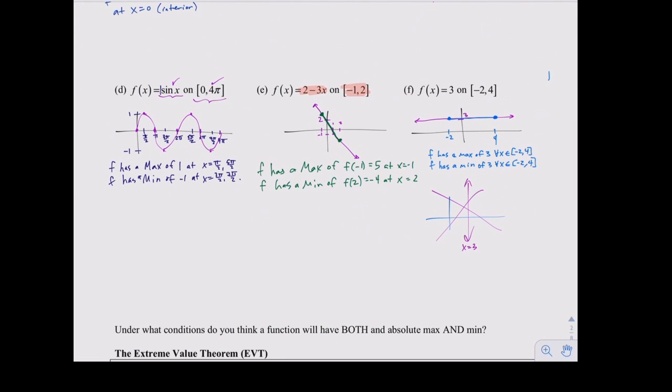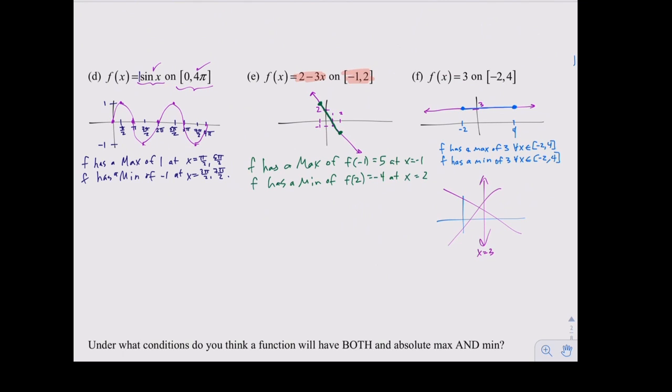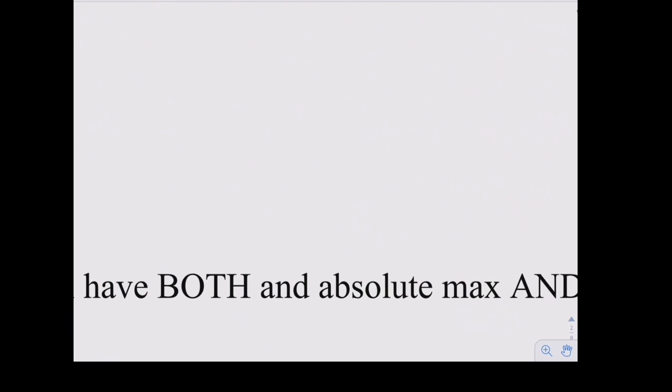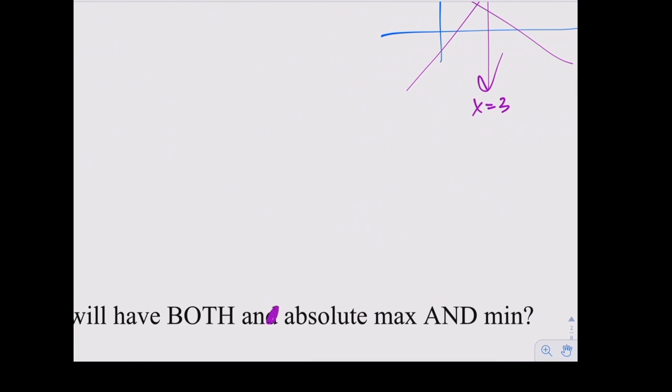Okay, under what conditions then, down here, under what conditions do you think a function will have both, and I put a and d instead of a and, both an absolute max and an absolute min? As long as you're laughing at me and not with me, it's okay. Under what conditions will a function have both an absolute maximum and a minimum?